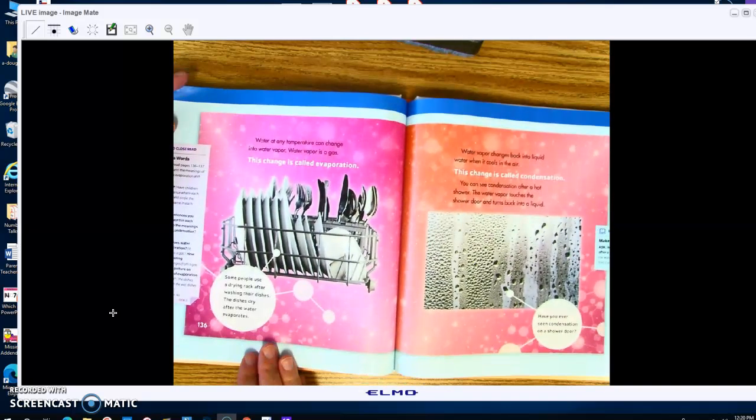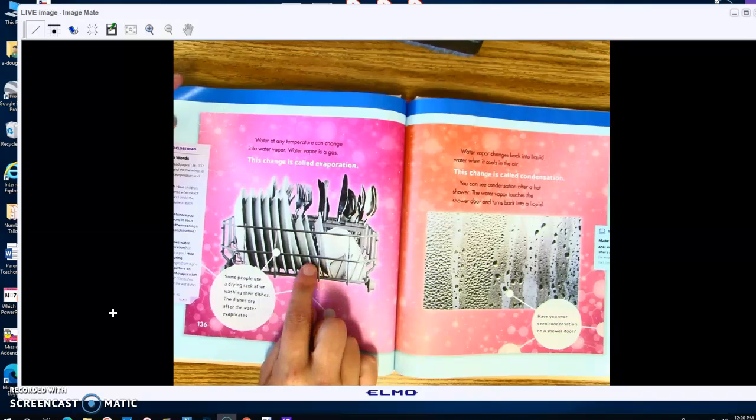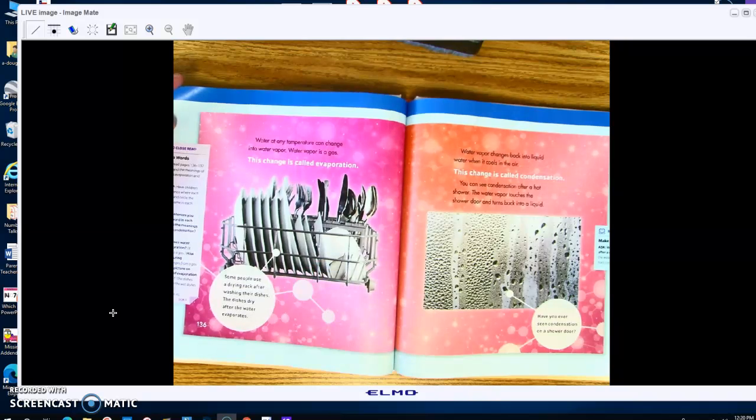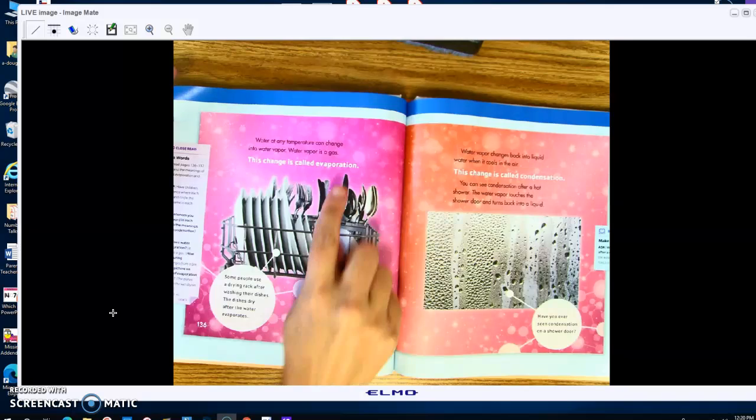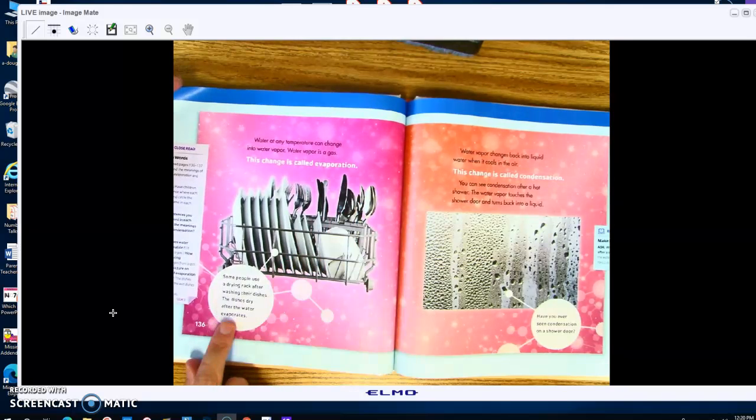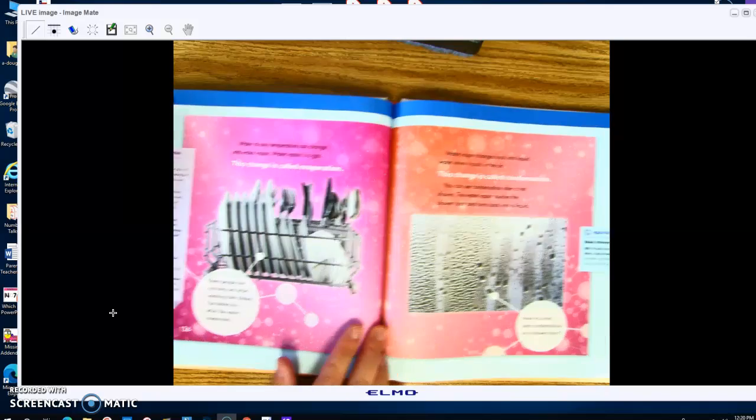Water at any temperature can change into water vapor. Water vapor is a gas. We're going to learn about this in science. This change is called evaporation. So when water turns from liquid to gas, it's called evaporation. Point to the caption. Some people use a drying rack after washing their dishes. The dishes dry after the water evaporates.